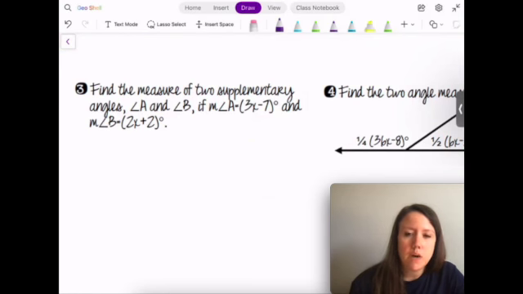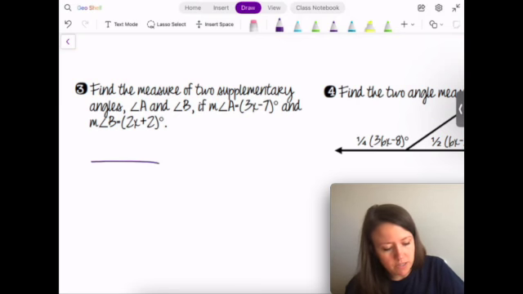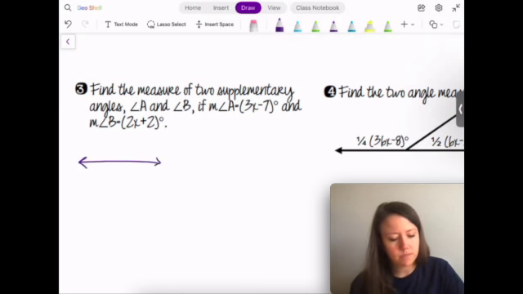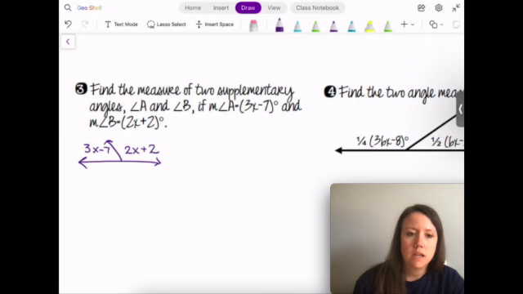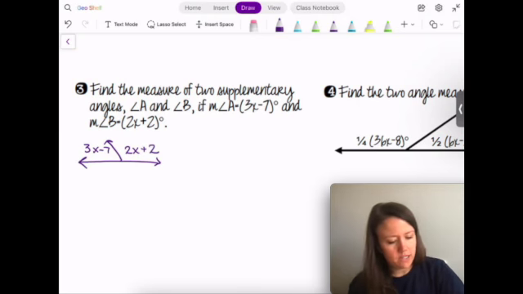All right, so just like complementary and supplementary, these work the same way. Draw yourself a picture if you need to. I know that they're supplementary. I'm just making a guess at where the line is, so they could definitely be way off. Together, they add to 180.